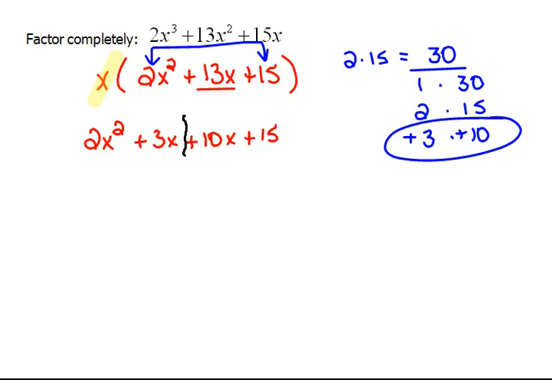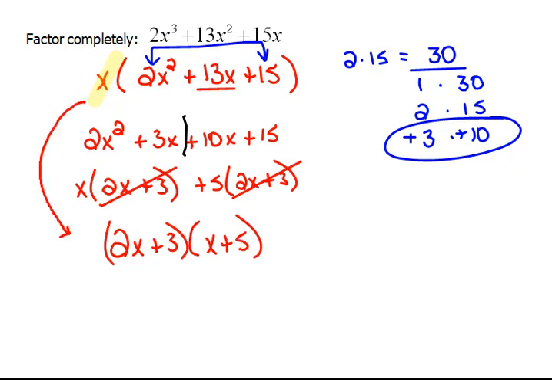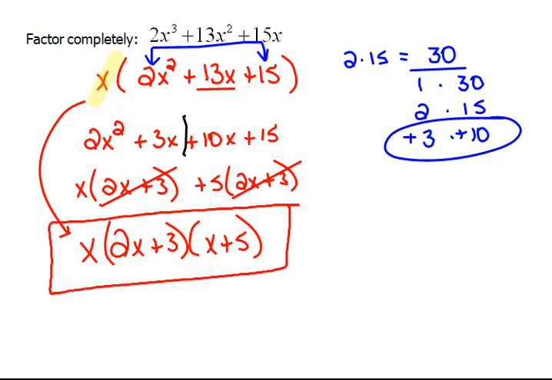And now we can factor by grouping because of there being 4 terms. So if we pull out the x, we'll have left 2x plus 3. And in the second 2, they have a common 5. So when we pull that out, we're left with 2x plus 3. Now we can pull out the common binomial factor, 2x plus 3, and we're left with the other binomial factor of x plus 5. Do not forget to bring down that x that we've already factored out. So there is our final answer.